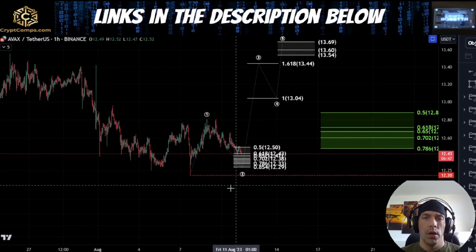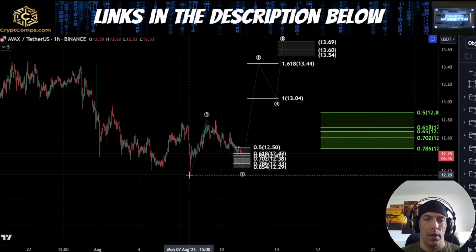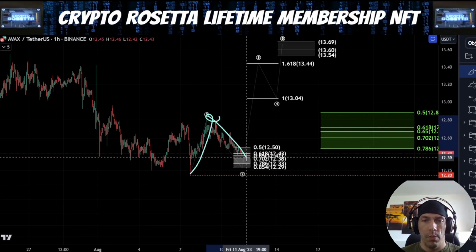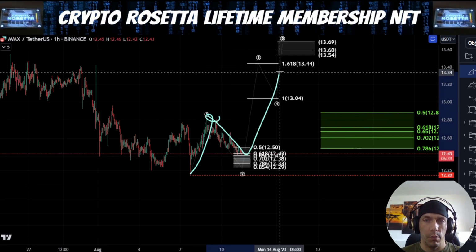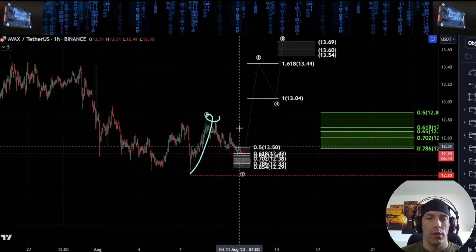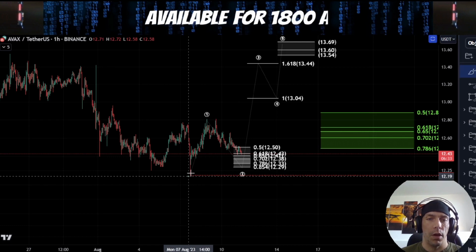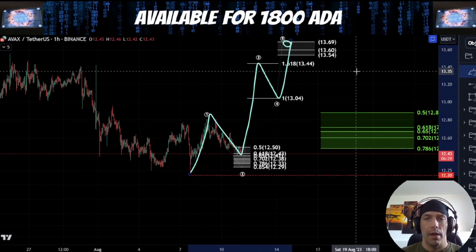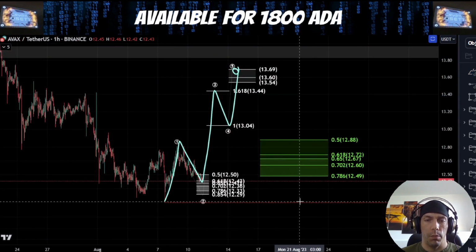If, however, we start to form a bigger impulsive structure here where we maintain this 1220, we see 3 waves down, we start to push to the upside, and we start to push up towards this 1618 level at this 1344, this would be confirming a breakout, in my opinion, where we'd be looking for this then as 1, 2, 3, 4, and 5, and then we'd be looking to find support again above this low.